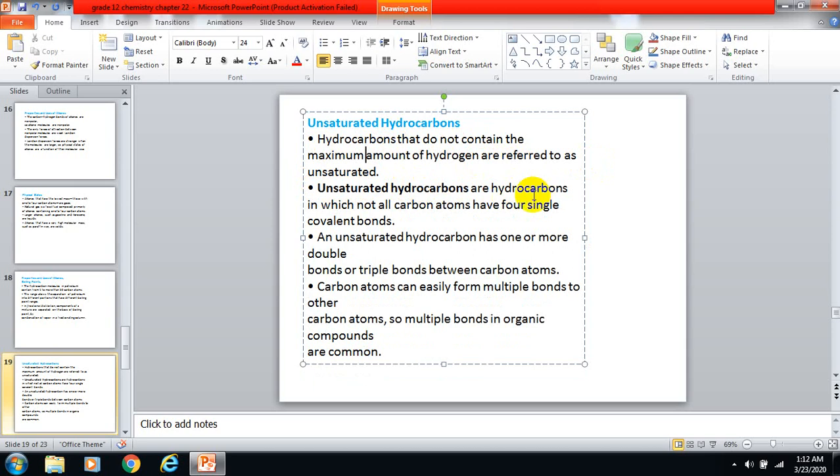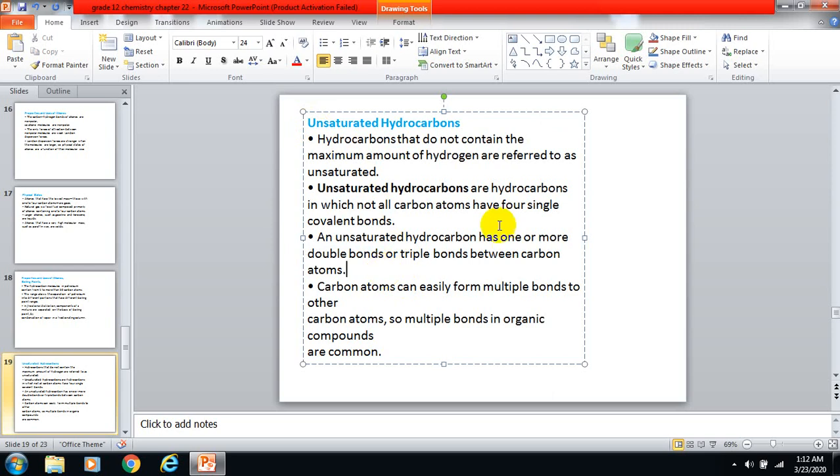Unsaturated hydrocarbons are hydrocarbons in which not all carbon atoms have 4 single covalent bonds. Unsaturated hydrocarbons have 1 or more double bonds. Look, the double bond phenomenon arises here. This unsaturation means that we are going to approach alkenes.